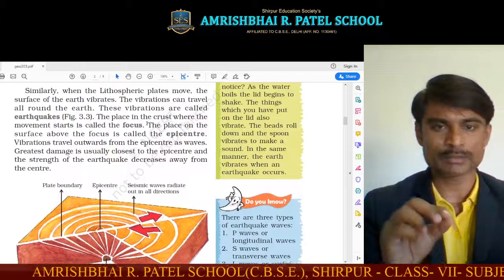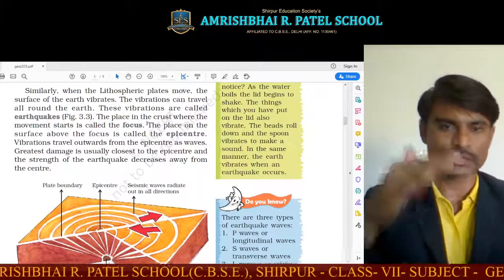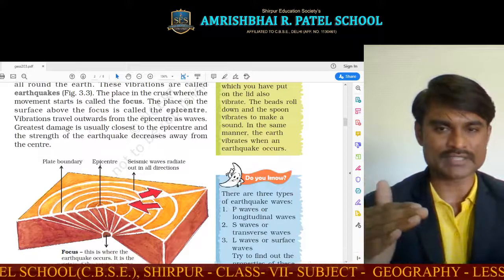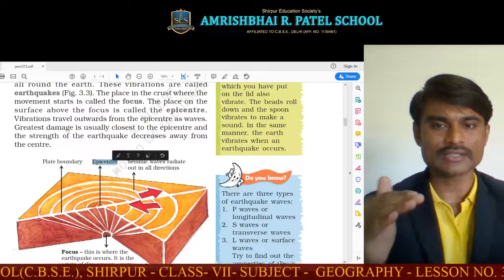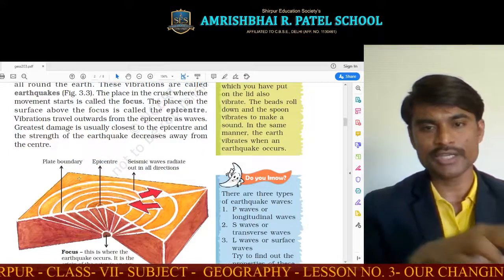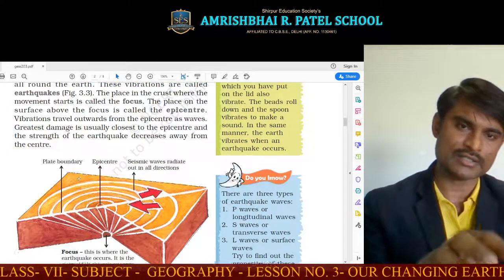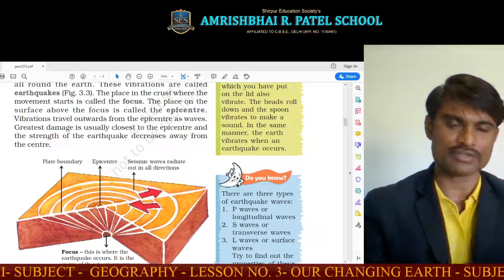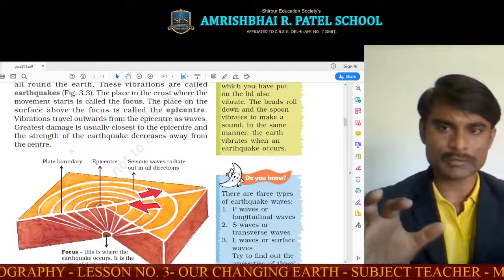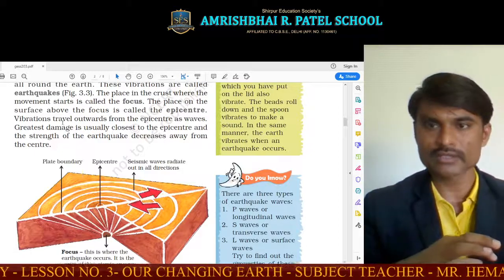The place on the surface above the focus is known as the epicenter. The area very near the epicenter experiences the greatest destruction when an earthquake occurs. So the place on the surface above the focus is called the epicenter.